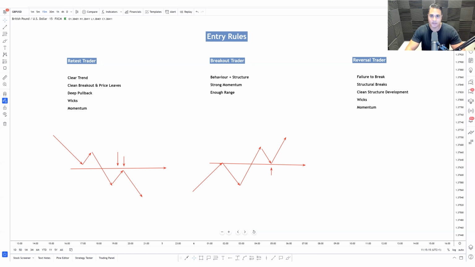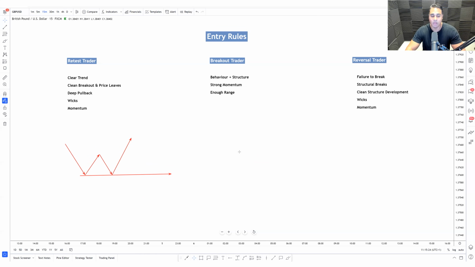Now, there are some traders out there that like to trade retests differently, and a lot of them are looking for price to retest a key level in anticipation of the market continuing higher, or they're looking for the market to create retests at the top in anticipation of price continuing lower. Now, this is not a retest at all. This is price failing to break a structural high or a structural low and then reversing. So nowhere in this title do you see the word reversal.